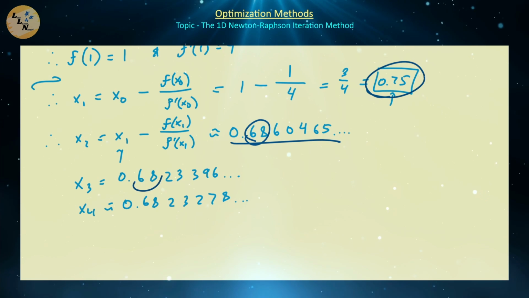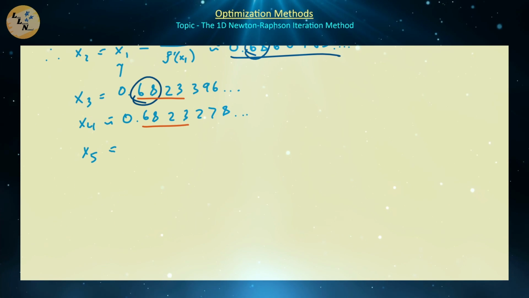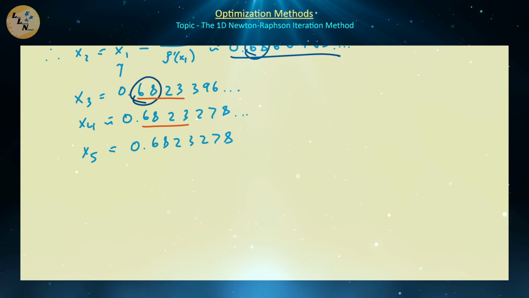Notice we have 0.68 and 0.68, so we should be looking for a true solution somewhere between 0.68 and 0.70, somewhere in that realm. Also, even notice between x3 and x4, we have 0.6823 and 0.6823, right? So that appears to be converging to some number. So for example, if we go to x5, that's going to be equal to 0.6823278 with a bunch more digits, which all match.